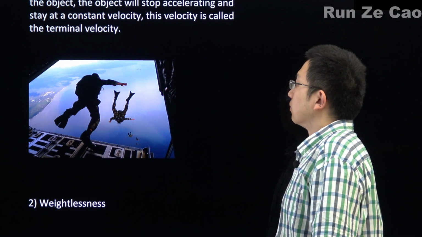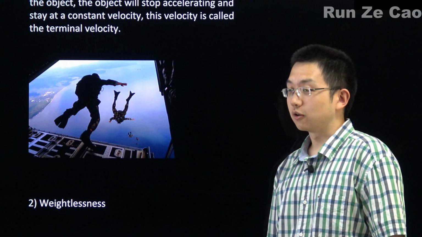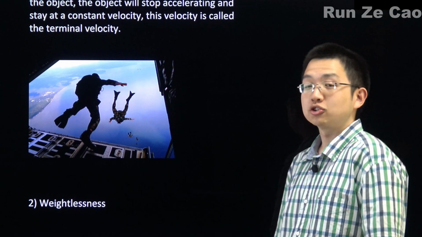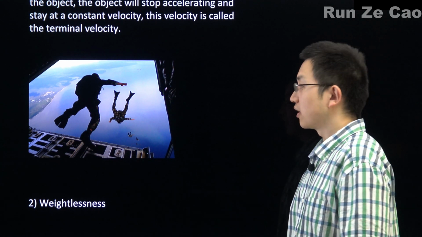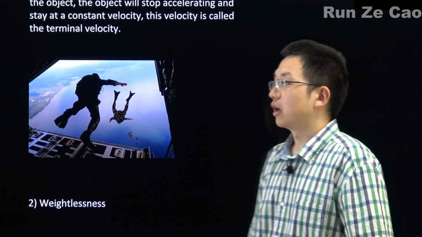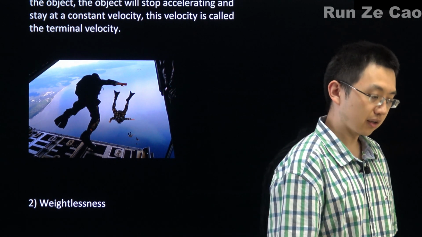Of course, once the parachute's open, they have much lower terminal velocities. The purpose of a parachute is to make your terminal velocity small enough that you can survive the landing. Although a lot of people still do get ankle injuries from bad landings.